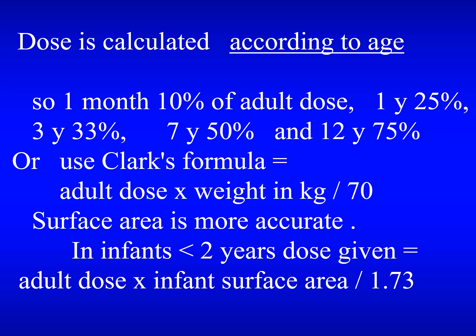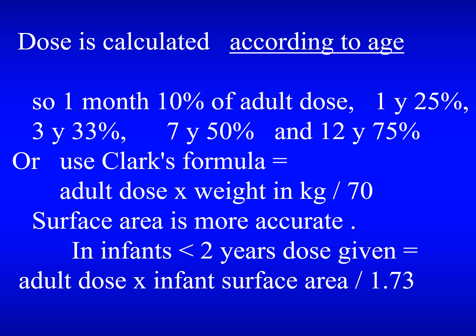So, dose can be calculated according to age. 1 month, give 1/10 of adult dose. 1 year, 25% of adult dose. 3 years, 1/3 adult dose. 7 years, 70% of adult dose. And above 12 years, you give 75% of adult dose. Or use Clark's formula, which is mentioned before, adult dose multiplied by body weight in kilograms divided by 70.